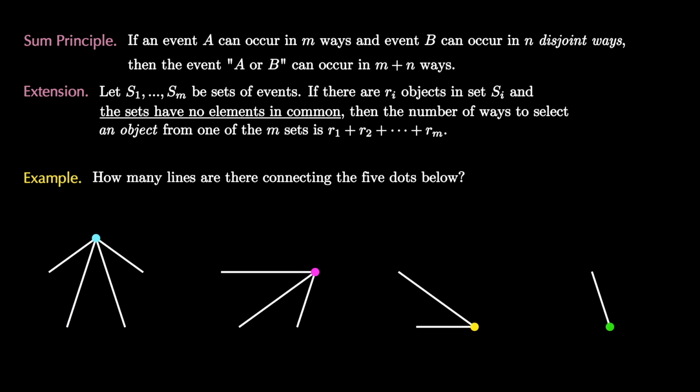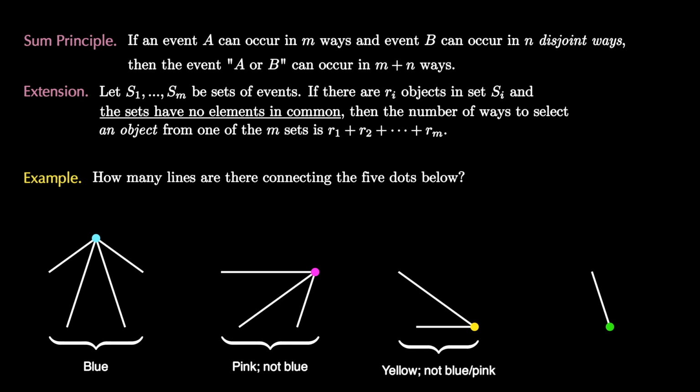The first set is the collection of lines that are connected to the blue dot. The second set are the lines connected to the pink dot but not the blue dot. The third set are the ones connected to the yellow dot but not the blue or pink dot, and the last set is the one connected to the green but not the other 3 colors. So the total number of lines by the sum principle is 4 plus 3 plus 2 plus 1, which is 10.